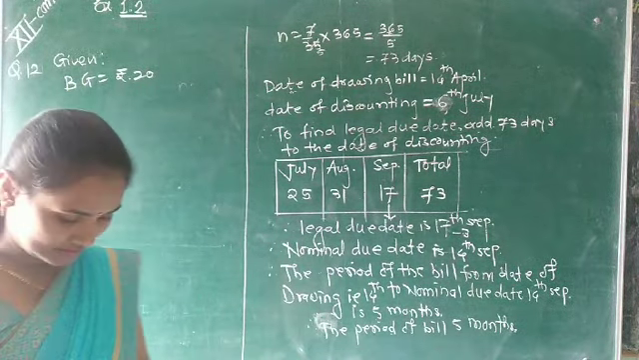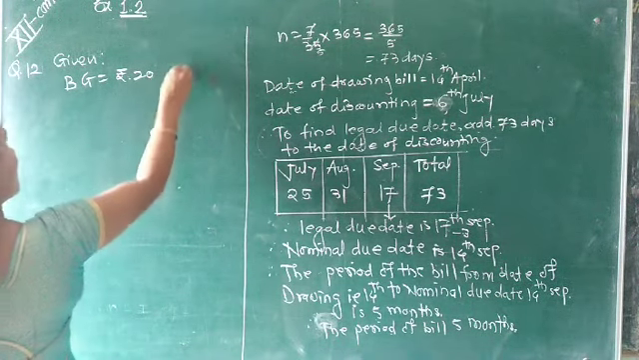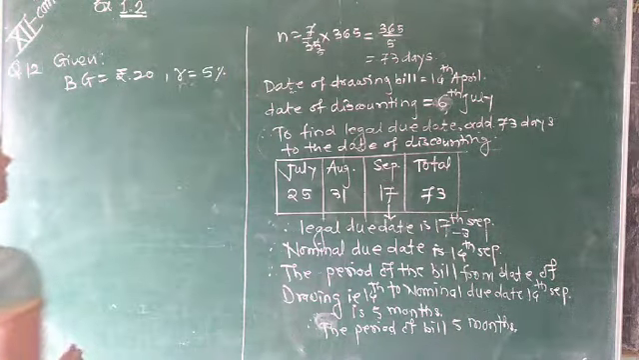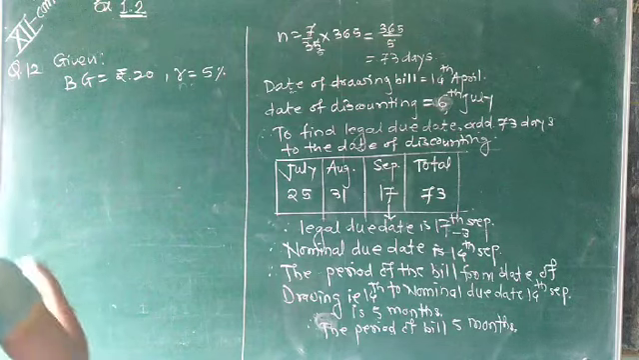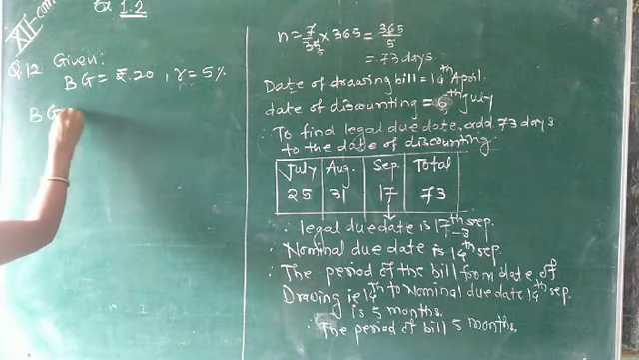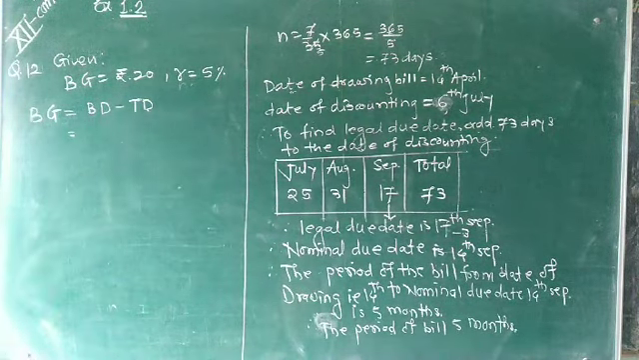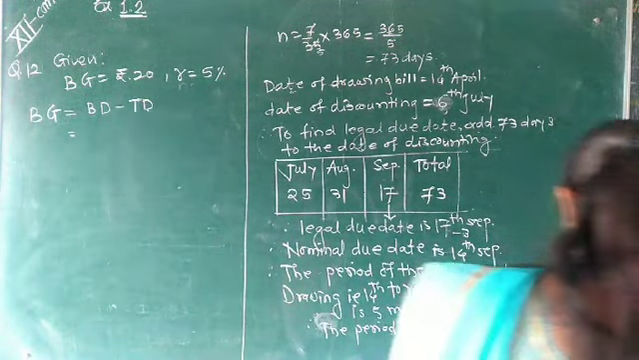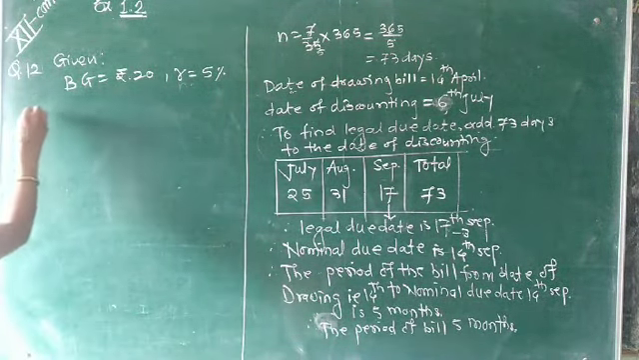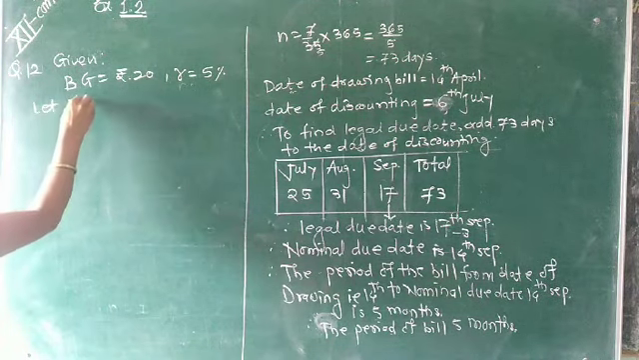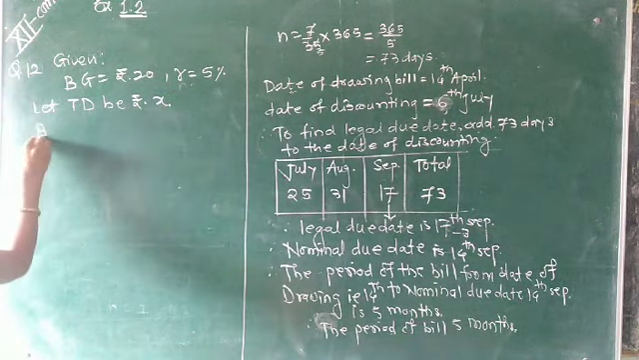Now next, that is the rate of interest. R is equal to 5%. Now we know the formula for banker's gain. That is, banker's gain is equal to BD minus TD. That means first we consider here, let true discount be ₹X. Let TD be ₹X.